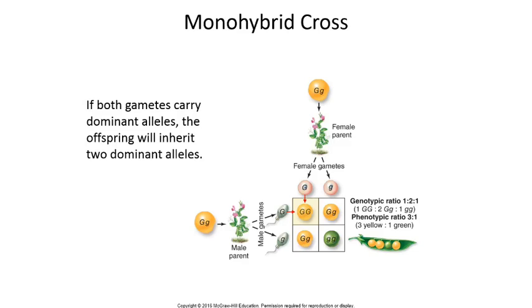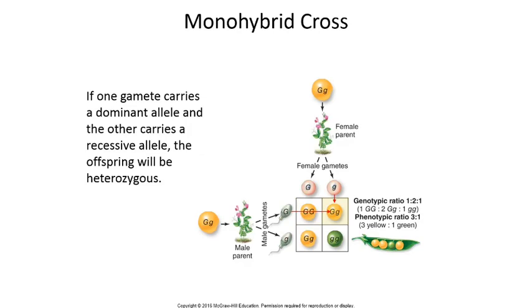So if the dominant trait from the mother and the dominant trait from the father show up in the offspring, then the offspring will be homozygous dominant and show a yellow seed color. If the recessive trait from the mother and the dominant trait from the father come together, then the offspring will be heterozygous and show a yellow seed color because it will show the dominant trait. It will carry the recessive trait, but it will not show up.